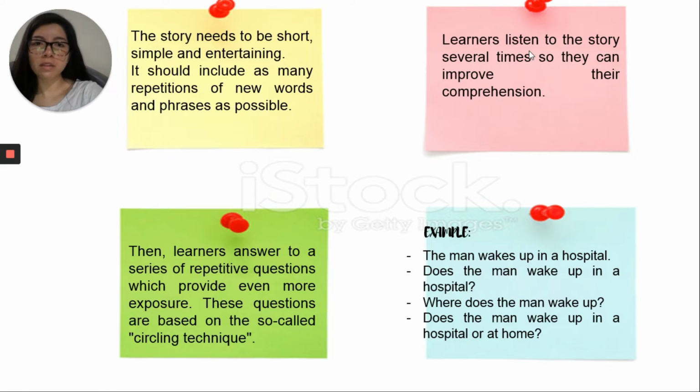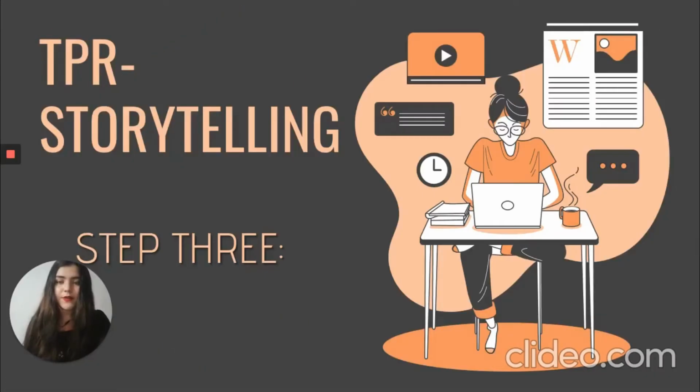Does the man wake up in a hospital? Where does the man wake up? And so on. Essentially, you start with a simple sentence and then you ask yourself some questions about that sentence that can be answered based on the information you have. This is a great way to practice TPR storytelling.